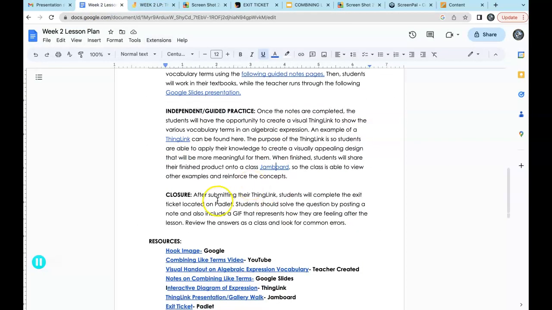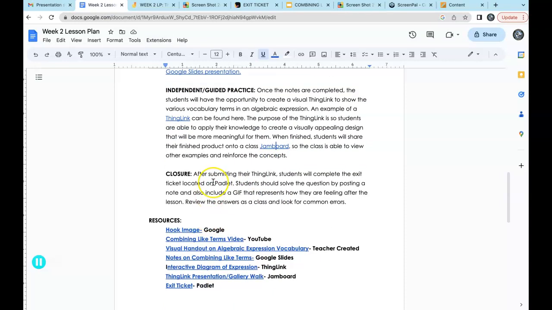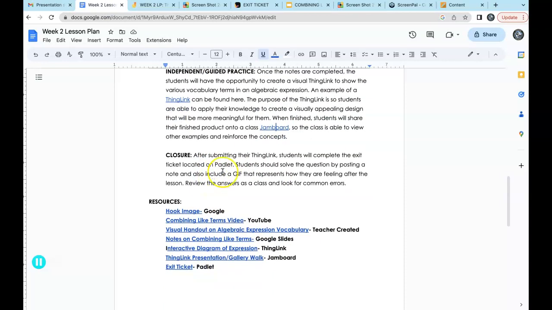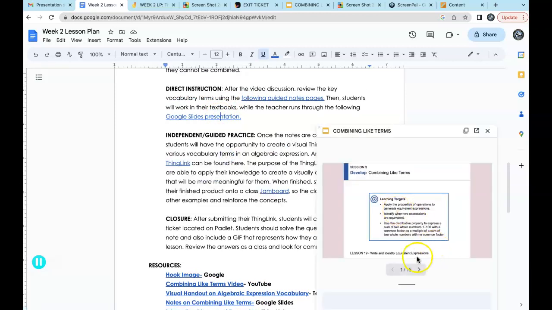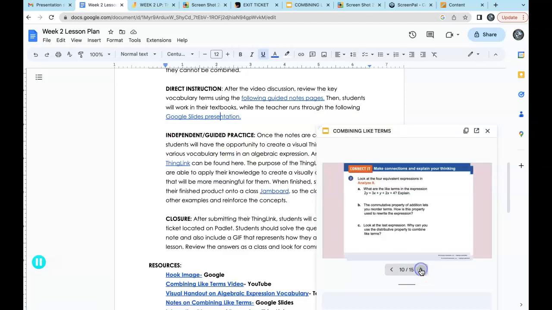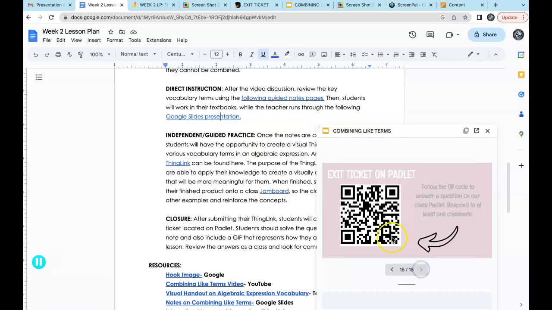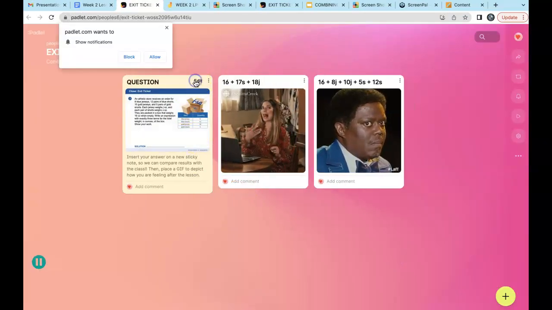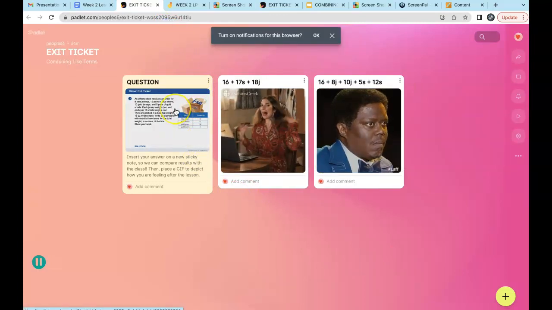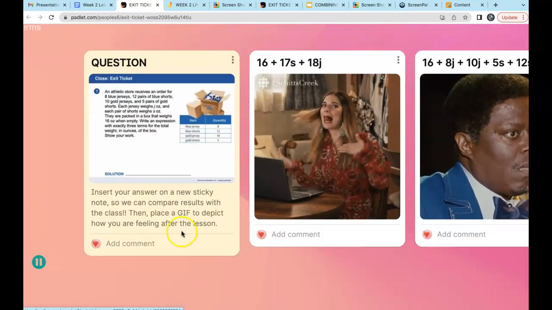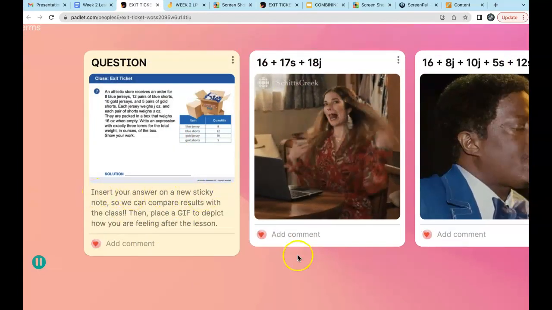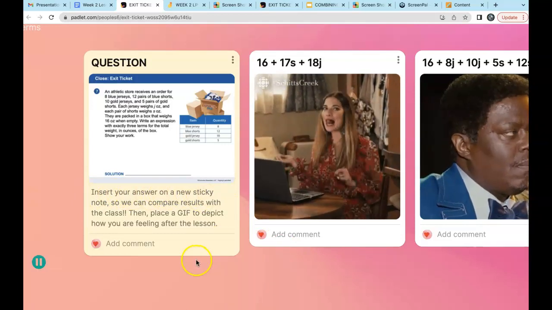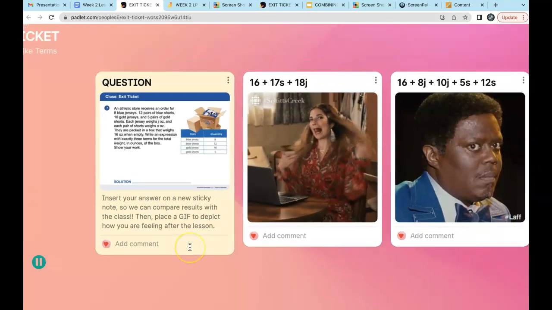And then finally, just for some closure, we would complete an exit ticket. And for the exit ticket, that will actually be found in the Google Slides. So on the very last slide, there will be a link to Padlet. And on the Padlet, the students will have to open and read the question that is given to them. And the directions state to answer on a new sticky note, and then also to include a GIF to depict how they are feeling after the lesson.